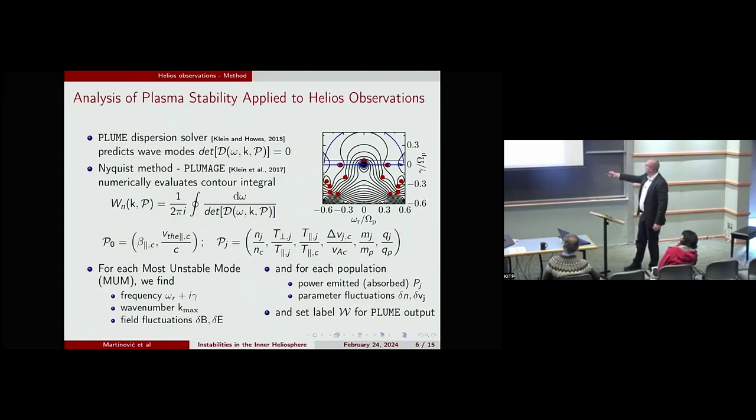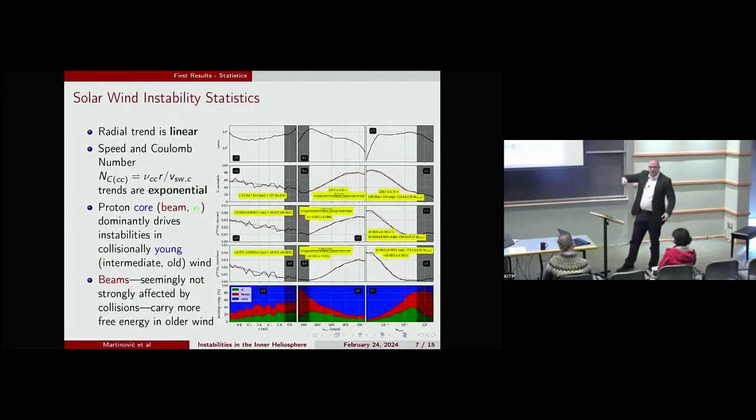And what you do is find the growth rates of your most unstable modes and all these eigenfunctions on top of that. And then what you do next is you line them up by radial distance, because Helios was sampling from 0.3 AU to 1 AU. So you find that there is a linear decrease in instability power in the inner heliosphere as you move away from the sun. But there are usually more intelligent ways to organize your results than spatially, and you can do it by solar wind speed or by Coulomb number, which I already introduced.